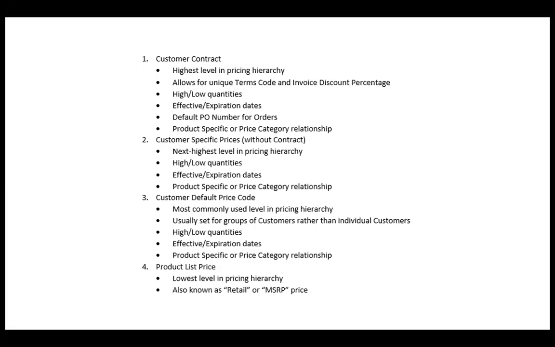After customer specific prices, we have customer default price codes. This is probably the most commonly used price level in Activate. Instead of setting prices to an individual customer, price codes are really more groups of customers. This type of our wholesale customers get this price level, whereas resale customers would get this other price level. And again, you could still set high-low quantities, effective expiration dates, and it can be directly between a product or a group of products.